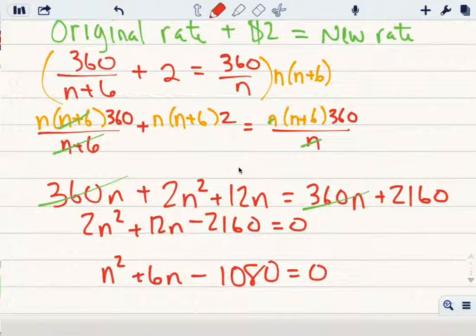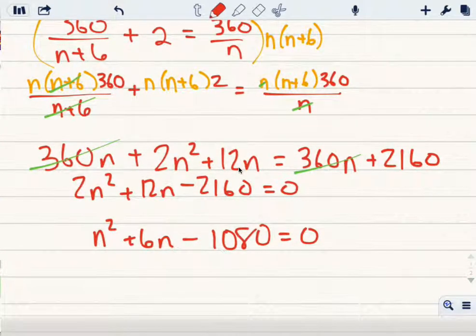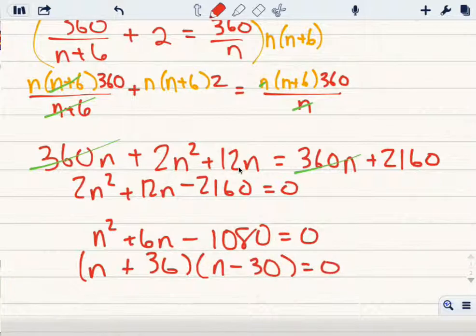Okay, so now I've got to figure out what this is. We can use the quadratic formula if we want, or we can factor. Either of those work. So I'm going to factor it just because I know what the factors are. n plus 36 and n minus 30 equals 0. You can use the quadratic formula. So n is equal to negative 36 or n is equal to 30.